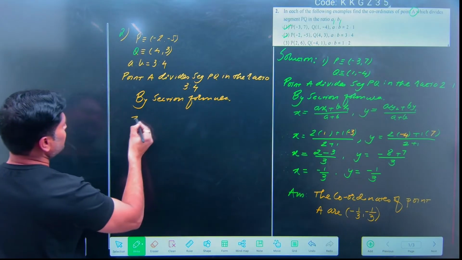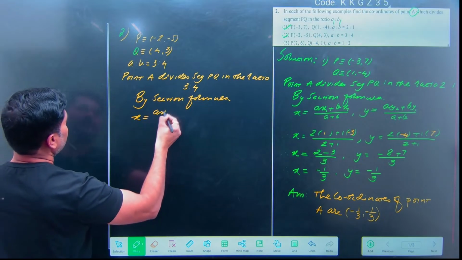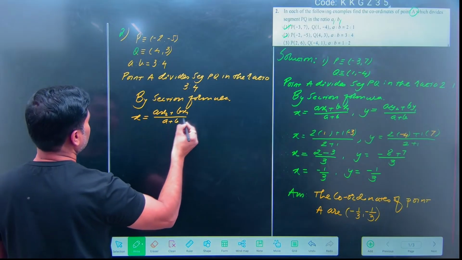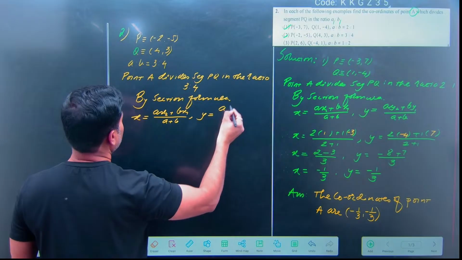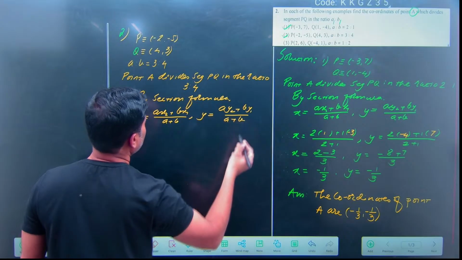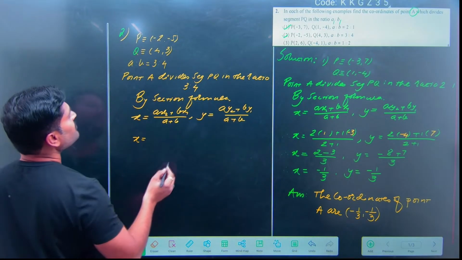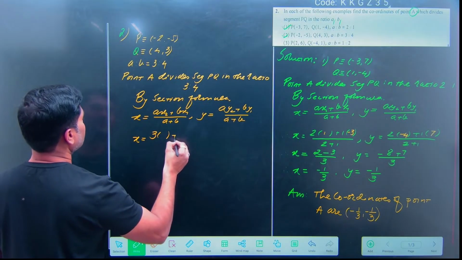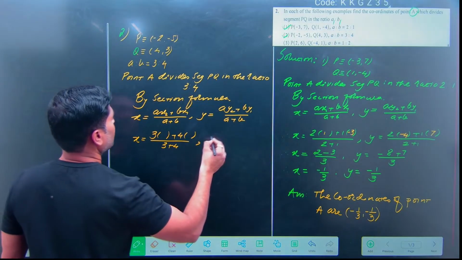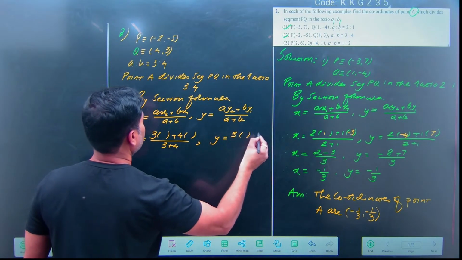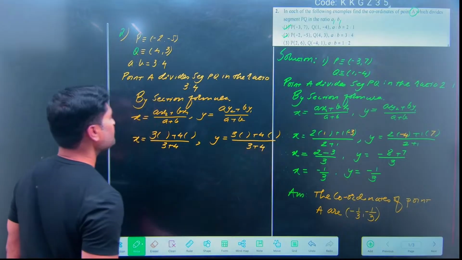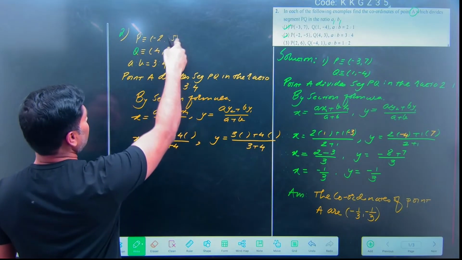So again you copy the same formula, that x equals (a x2 plus b x1) upon (a plus b), and y equals (a y2 plus b y1) upon (a plus b). So again put the values. The value of a is 3, that into the coordinate 4, we will put these coordinates, and y is equal to again 3 into some coordinate plus 4 into coordinate, upon the sum of a and b. So again you take x1 y1 and this x2 y2.